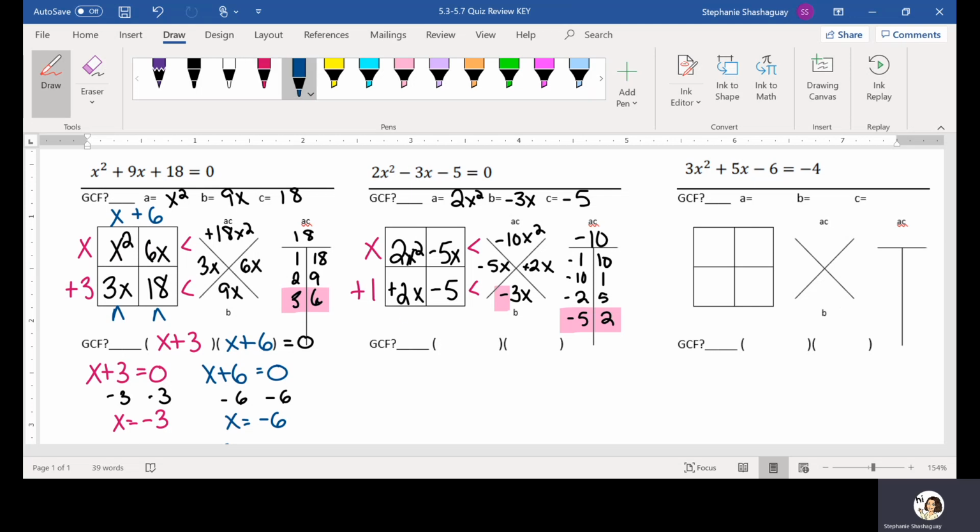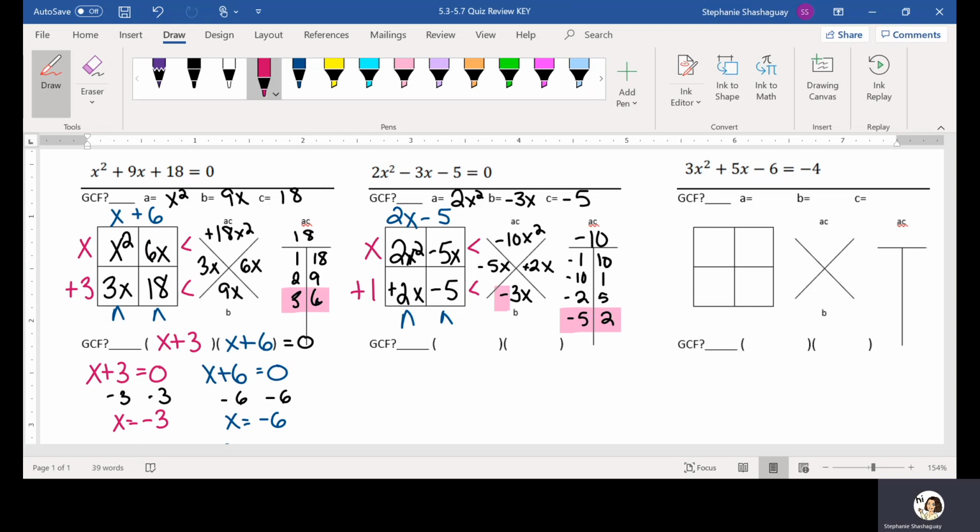Now I'm going to look at my columns, 2x squared and 2x. I can factor out a 2 and an x. And in the second column, negative 5x and negative 5, I can factor out a negative 5.